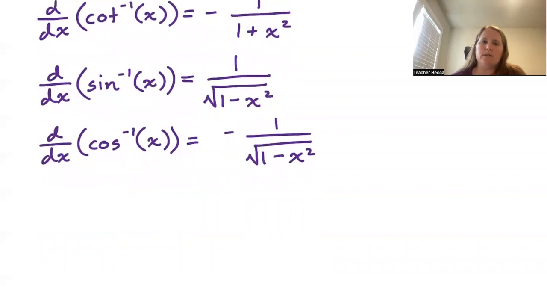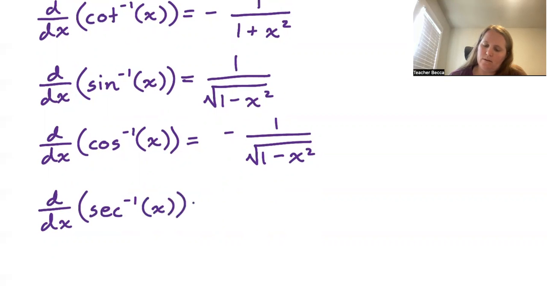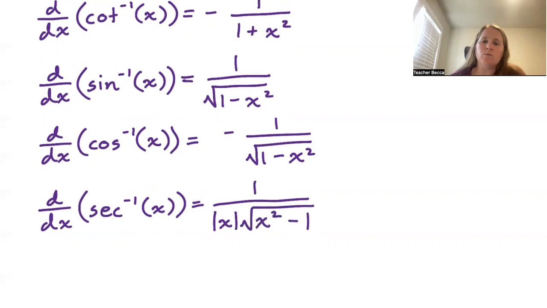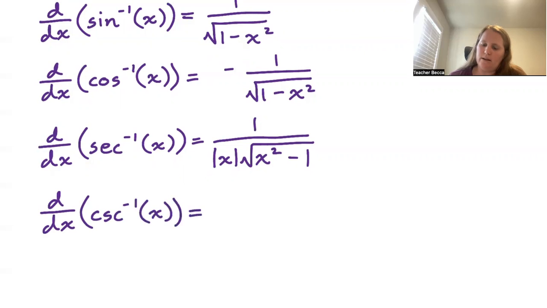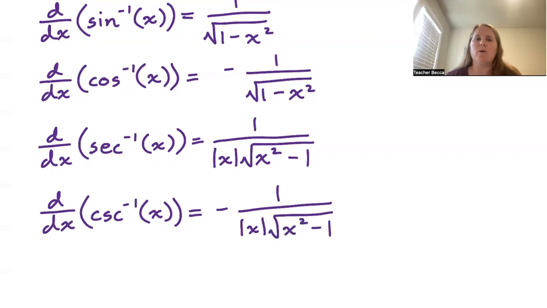And then for our inverse secant and inverse cosecant, the derivative of inverse secant of x is a 1 over the absolute value of x times the square root of x squared minus 1. And the derivative of cosecant inverse of x is a negative 1 over the absolute value of x times the square root of x squared minus 1.